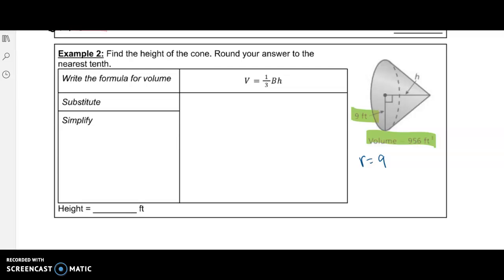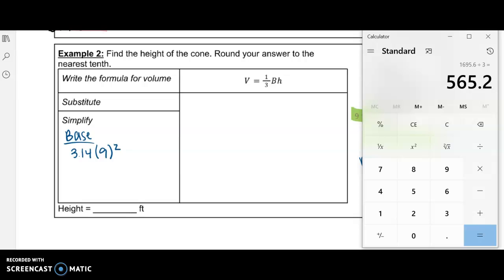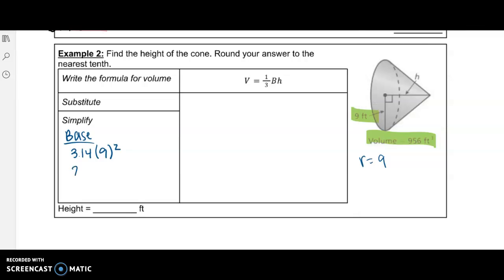So first, we need to find the area of the base. So this is 3.14 times our radius, which is 9 squared. So 3.14 times 9 squared gives us 254 and 34 hundredths. So this is the area of our base. So now we're going to plug this in for B, and then we will plug in our volume for V.